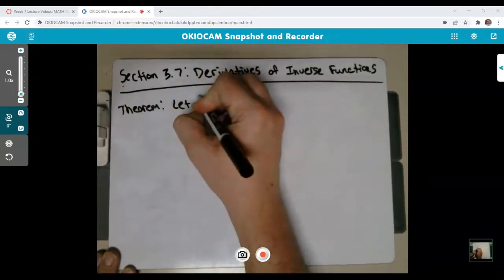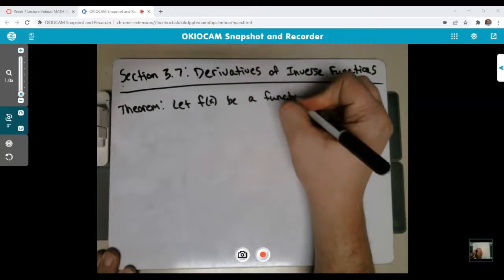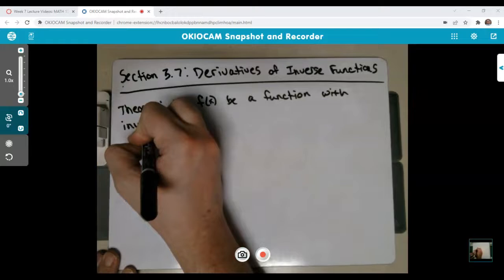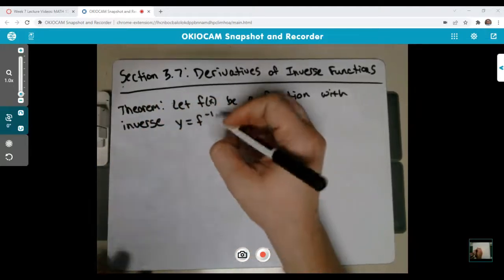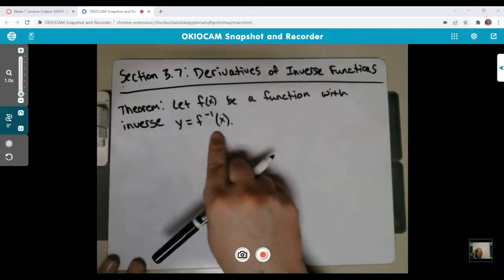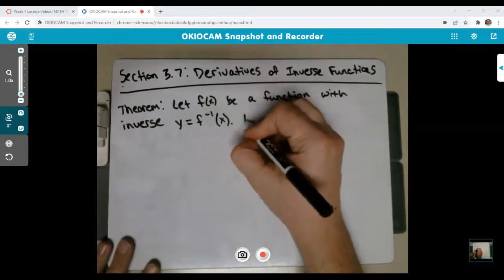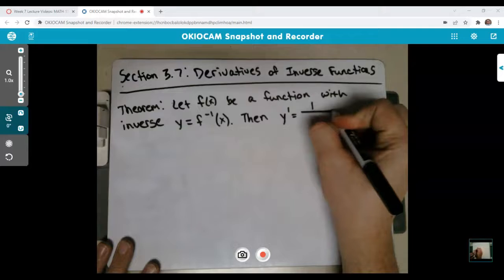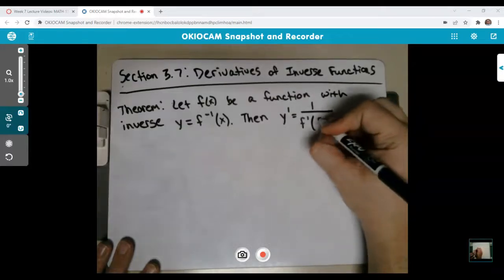We're going to say let f of x be a function with an inverse, y equals f inverse of x. Now, if I wanted to take the derivative of the inverse, all I do is the derivative of that is going to be 1 over the derivative of f at the inverse.